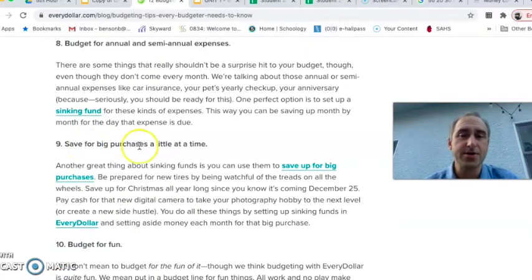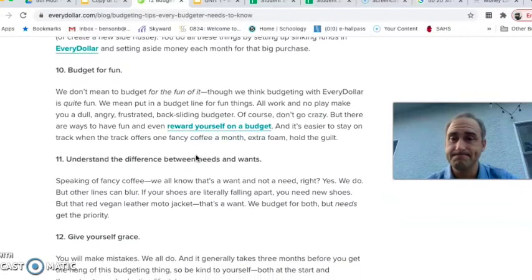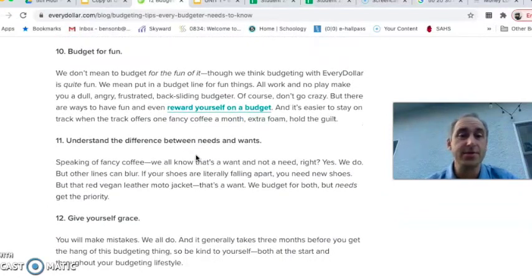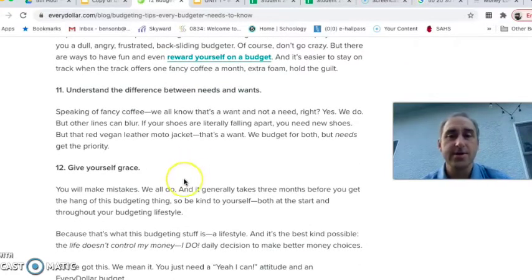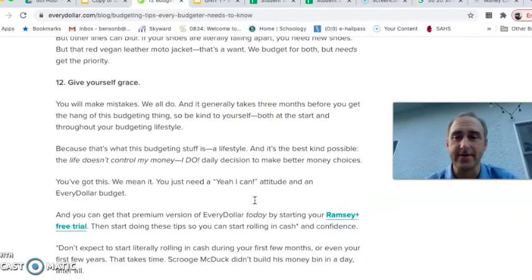Save for big purchases, but don't save all at once. Save a little bit at a time. Understand the difference between needs and wants. We've spent some time on that, haven't we? And give yourself grace. You'll make mistakes. You'll have to adjust things. It generally takes at least 3 months before you get the hang of it.